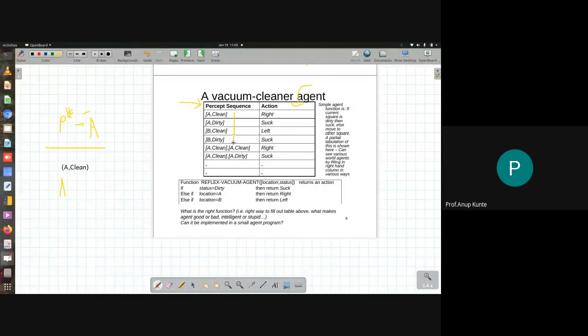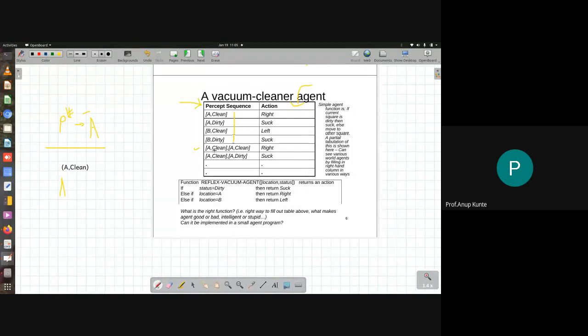So an agent can be in room A and see the room to be clean or dirty. The agent can be initially in room B and see the room being clean or dirty. Now what this particular entry in the table is: I'm in room A, I see it to be clean. Then next time I see myself again in room A and the room is clean.